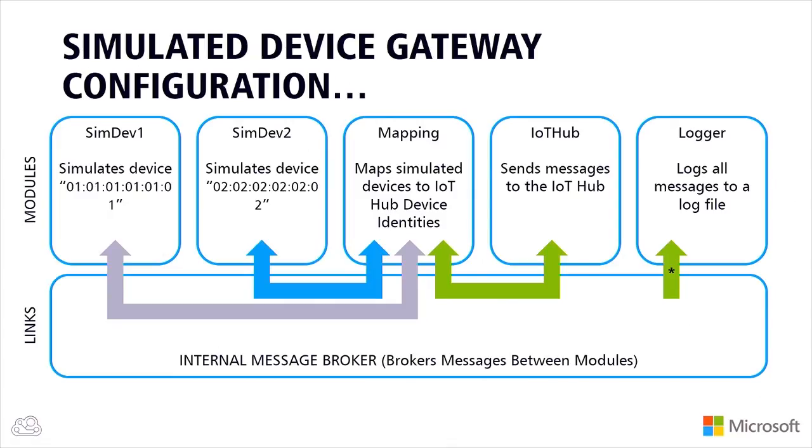And so a nice way to test out your pipeline without having to worry about the device is to use simulated devices. So in this configuration, I'm going to have 2 simulated devices that are generating messages. We're going to map their simulated IDs up to actual device identities in Azure IoT Hub, and then we'll send those messages up into Azure IoT Hub.